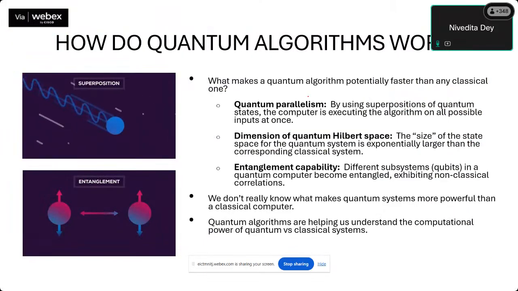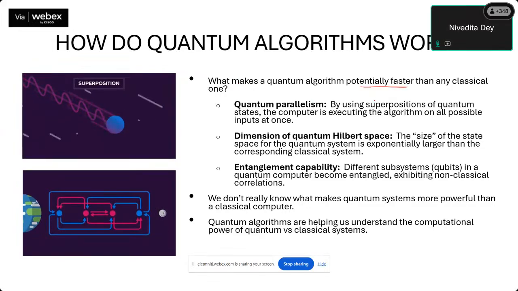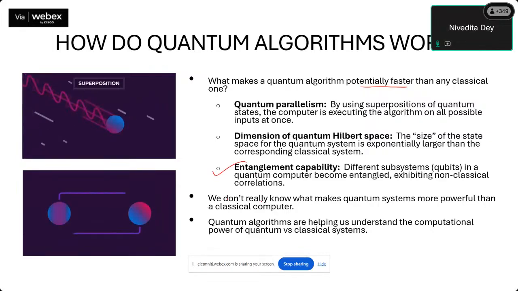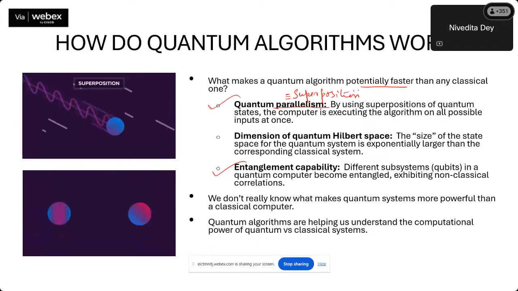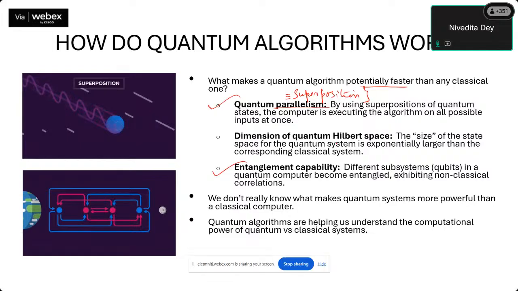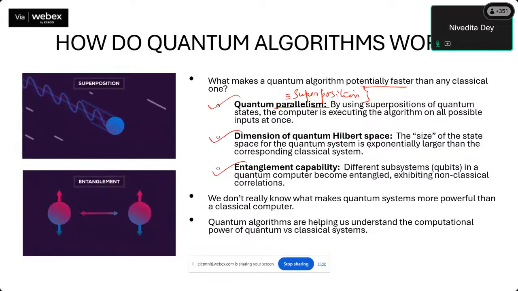So quantum parallelism is what makes a quantum algorithm potentially faster than a classical one. Now you should know it has an entanglement capability. It allows superposition. So parallelism is equivalently, you can think of it as superposition. Superposition allows you to compute the operations in parallel, simultaneously. So that is some sort of parallelism. And the dimension of quantum Hilbert space, the size of the state space, is exponentially larger than the corresponding classical.